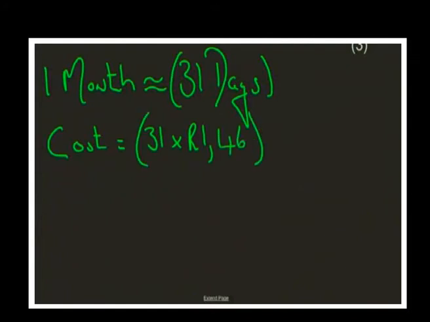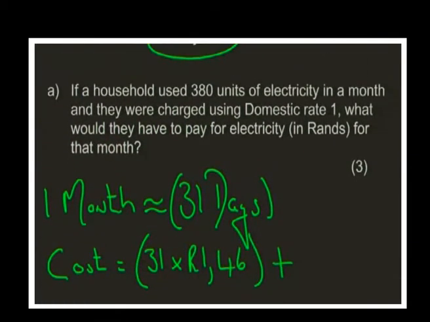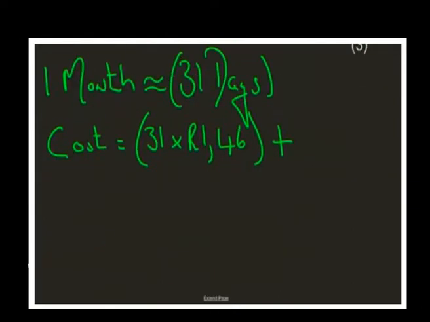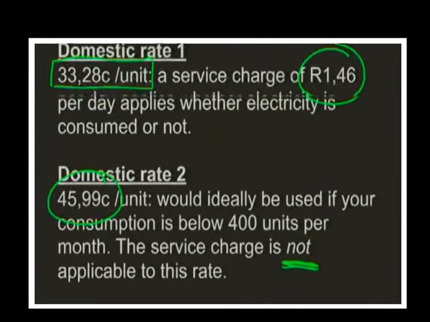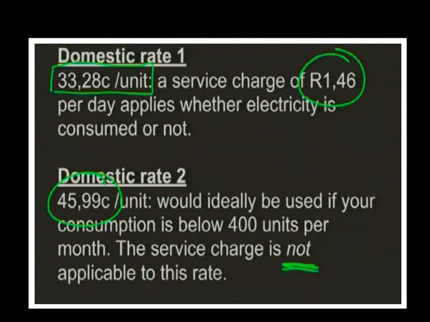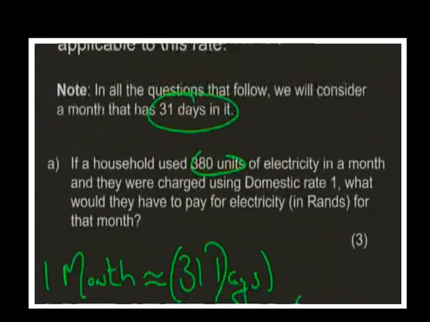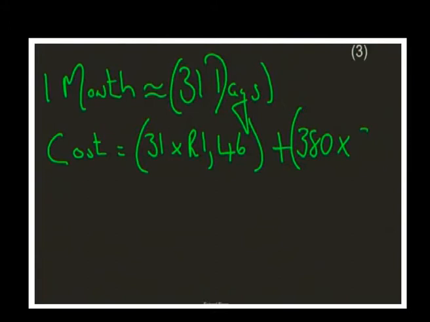But I have also used 380 units worth of electricity. So they've got to charge me for that, 380 units. How much are they charging me for that? Well, they are charging me 45,9, no, I lie, that's rate 2. They are charging me 33,28 cents. So 33,28. Now, I have a huge problem with what I've just written down.